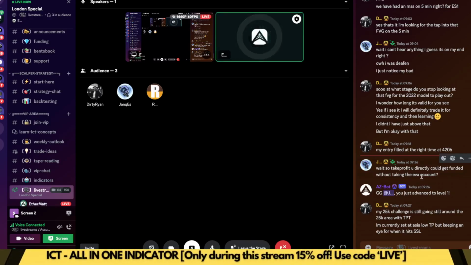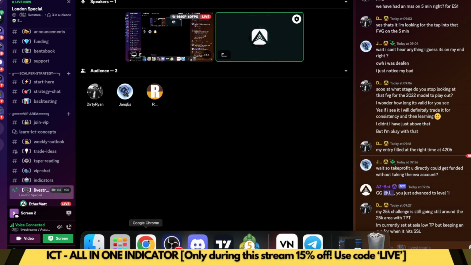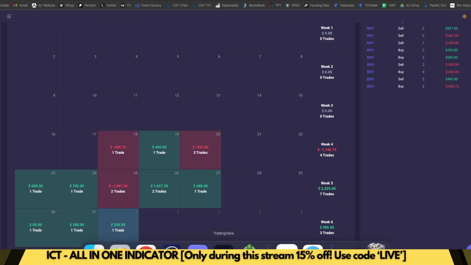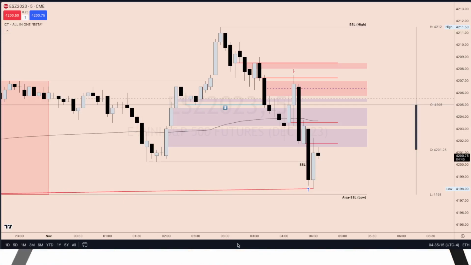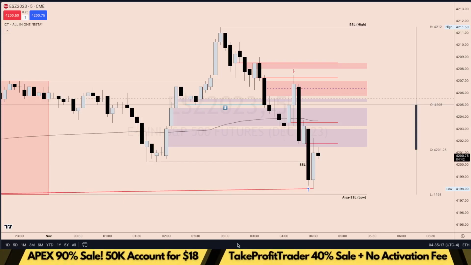Wait, so with Take Profit you could get funneled directly without taking... No, you understood me wrong. With Take Profit Trader, you still have to go through the evaluation. It's a regular evaluation like all the other futures prop firms: 6% target, 5% drawdown, end of day drawdown, and a $1,100 daily loss limit, and you have to pass that challenge first before you advance to your pro account.